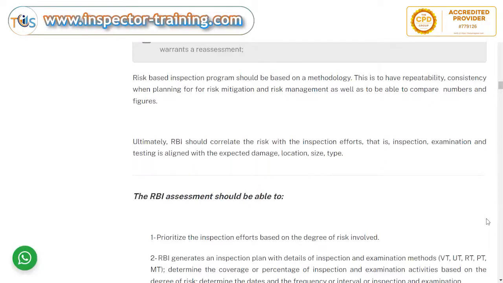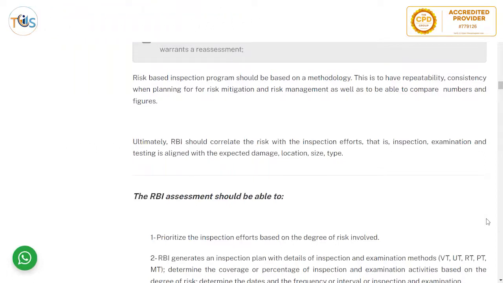Ultimately, RBI should correlate the risk with inspection efforts. Thus, inspection and examination testing is aligned with the expected damage, location, size, and type. One of the key advantages of RBI is focusing on damage mechanisms that eventually lead to failure. How well we can find the damage mechanism, how right we were, is crucial, because based on what we assume is the dominant damage mechanism, we select the NDE tools, and so we know where we should look for it.